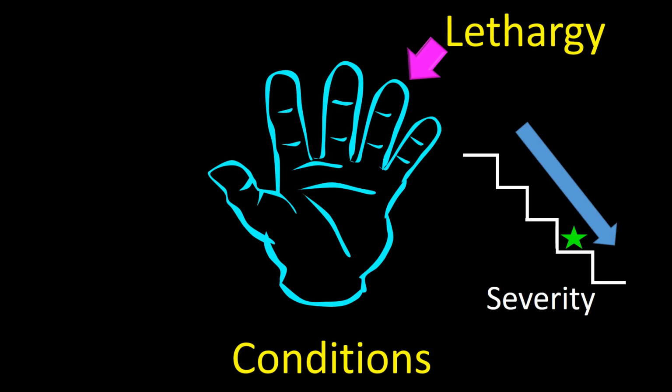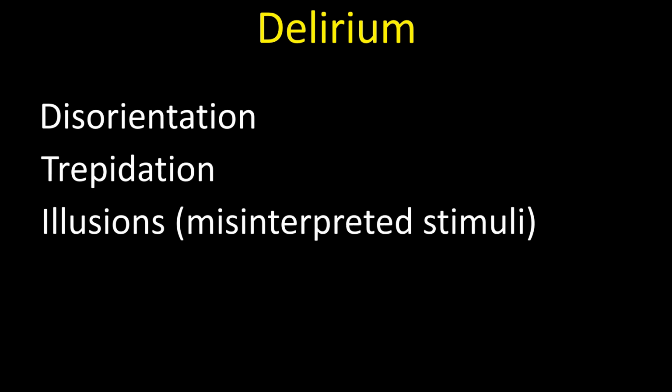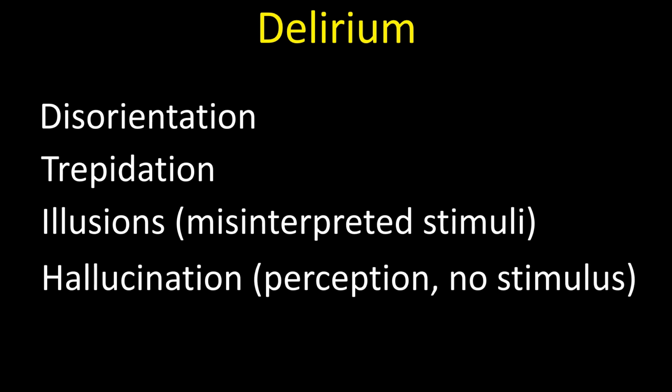After lethargy, we will talk about delirium. The manifestations of delirium consist of disorientation, trepidation, illusions that result from misinterpreted stimuli, and hallucinations, that is incorrect perceptions not related to any stimulus.